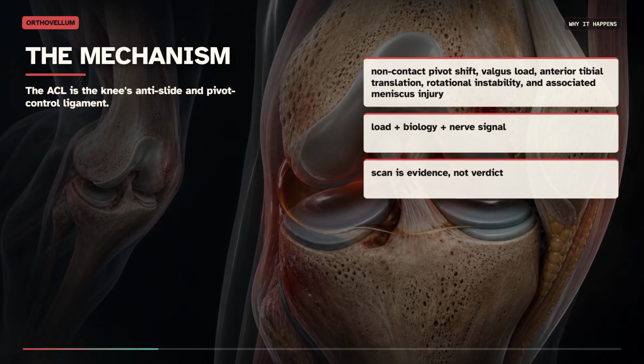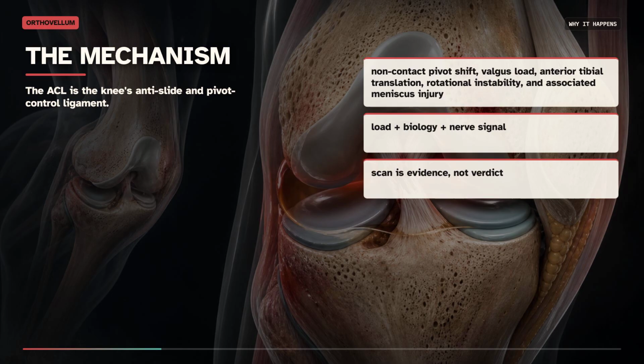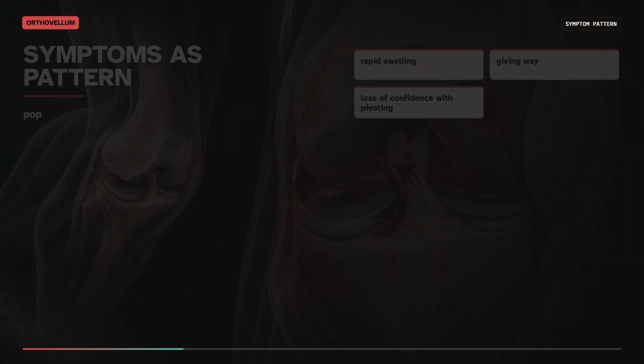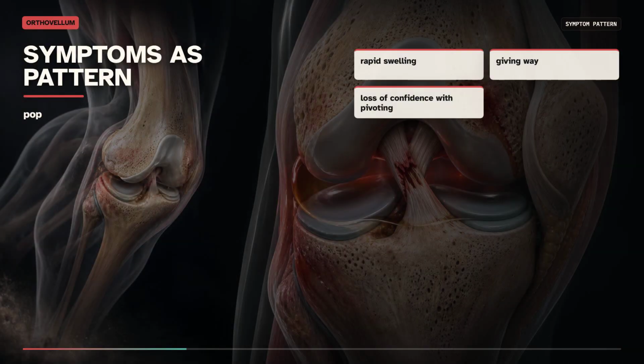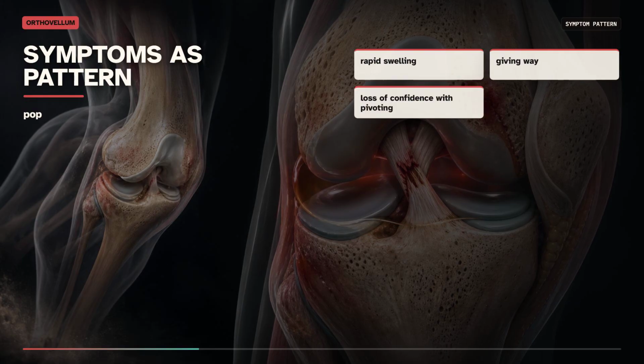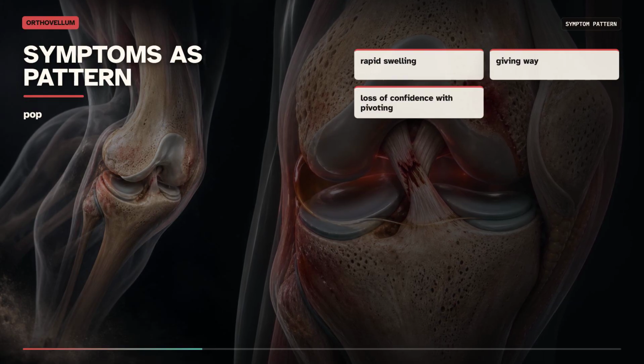A practical way to think about almost every orthopedic problem is tissue capacity versus load demand. If the load is temporarily too high, the answer may be calming and rebuilding. If the structure has mechanically failed, the answer may need repair, reconstruction, replacement, or protection. The common symptoms cluster around pop, rapid swelling, giving way, loss of confidence with pivoting. Symptoms matter most when they form a pattern. One symptom by itself can mislead. A cluster is much more useful.